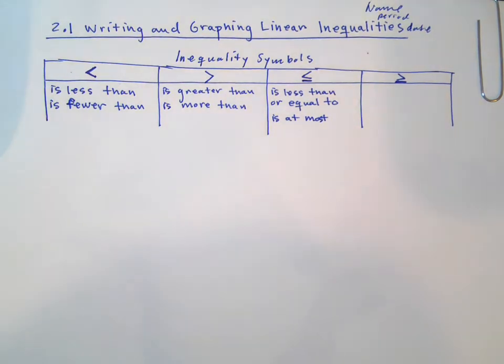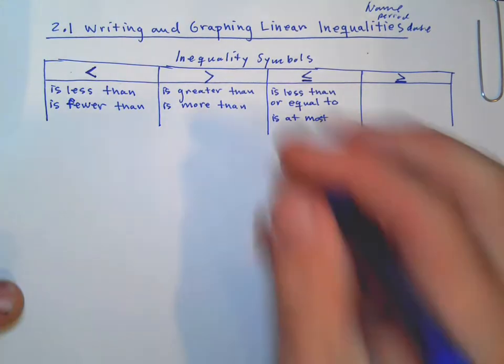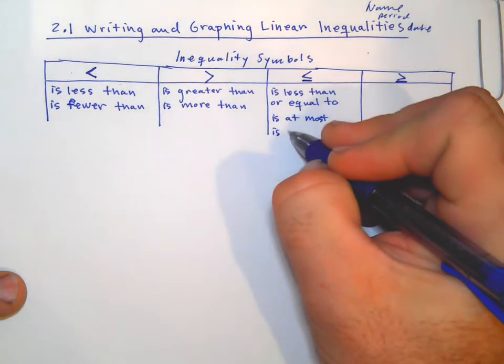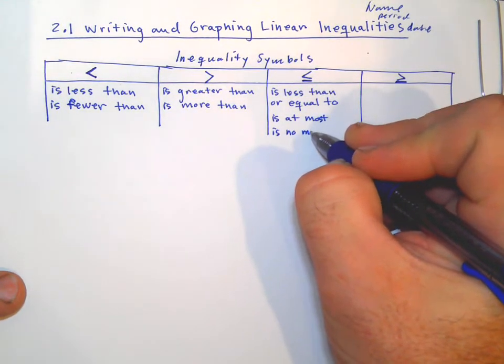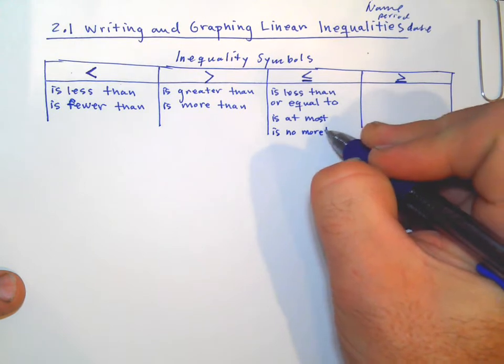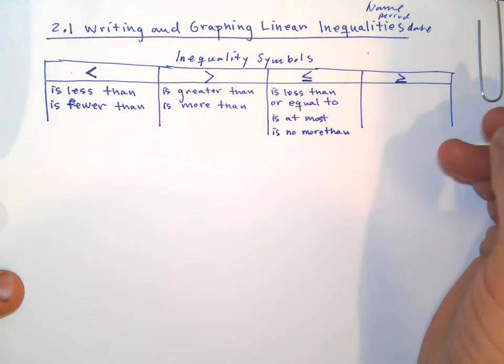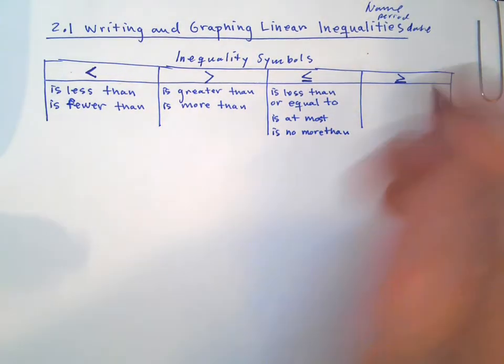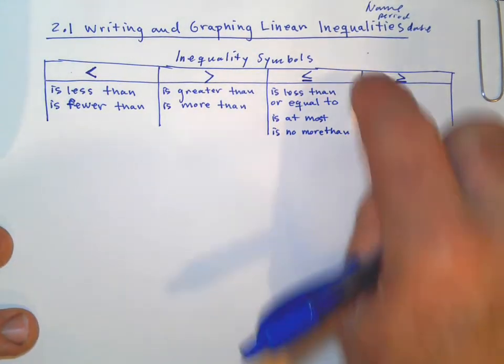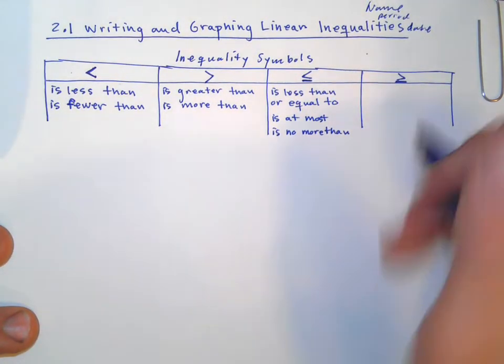Like if I say I am at most 45 years old. Well, that means I could be 45, or it could be anything younger than 45. Or is no more than. So it's kind of like using the other way of saying it: instead of saying less than, it's not more than. But that means that actual value can work.